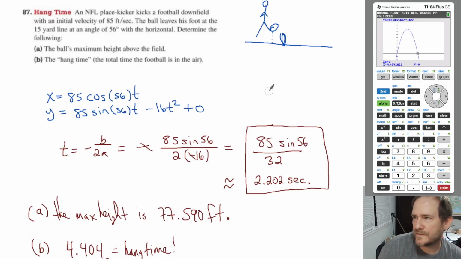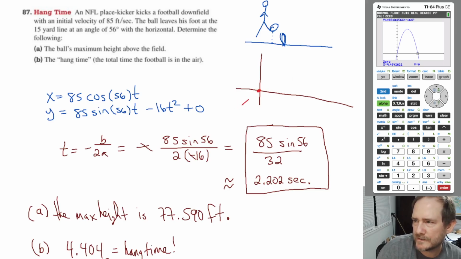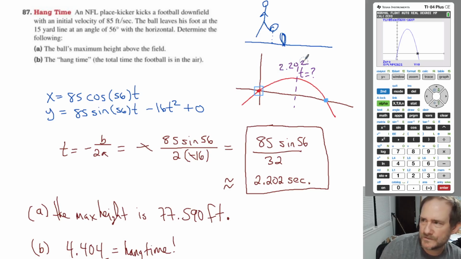I do want to point something out to the kids who think they're smarty pantses. We kicked this ball off the ground, so the fact that we kicked it off the ground meant that the x-intercept was 0. When it came time to find the other x-intercept, we should not be shocked to find that it's just the time to our maximum doubled. We already knew our maximum occurred at 2.202, which is half of 4.404.